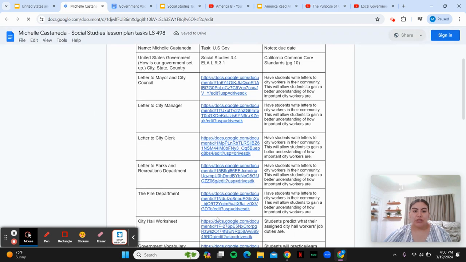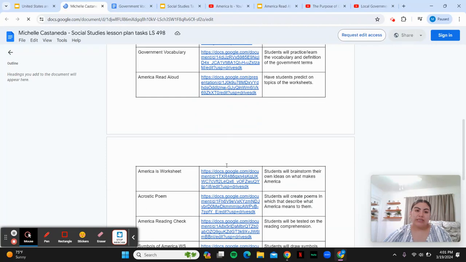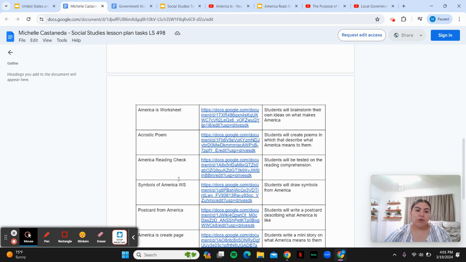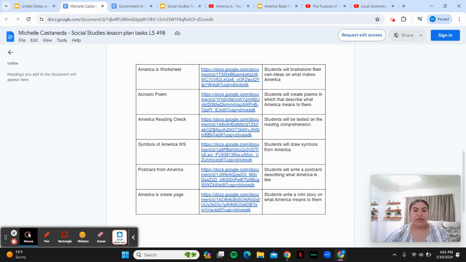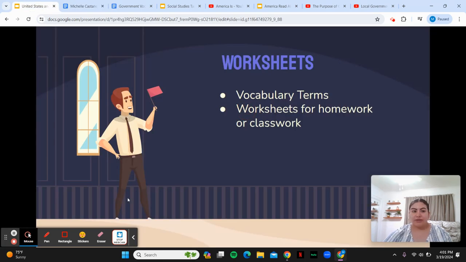These are the worksheets for the prompts to write a letter to a local government worker. And then over here, we have more of the United States government worksheets. So the American Is worksheet is here. Have a read aloud, a poem, and just other fun activities for the students to do to further discuss local government as well as the United States government.